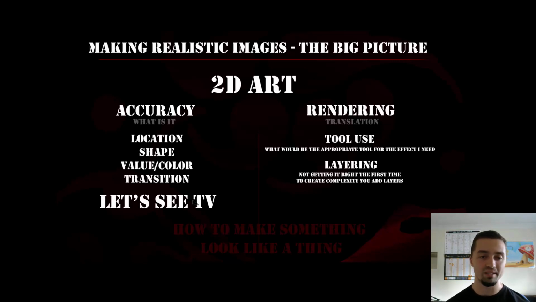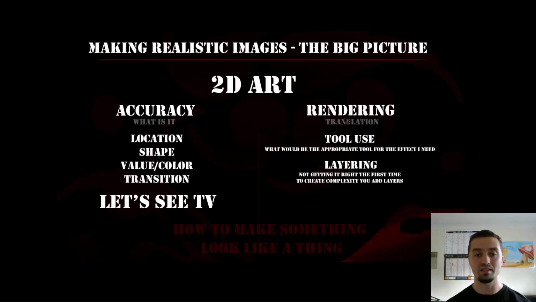But the acronym is LSTV. So LSTV, location, shape, transition, value. Location, shape, transition, value. If at any time when you're painting, you're keeping in mind, is it in the right place? Is it the right shape? Is it the right value? And is the transition between those value shapes, is it the correct softness, the correct hardness? If you get those right, you will never not get a realistic result. There isn't really anything but those 4 things that you need to get correct.